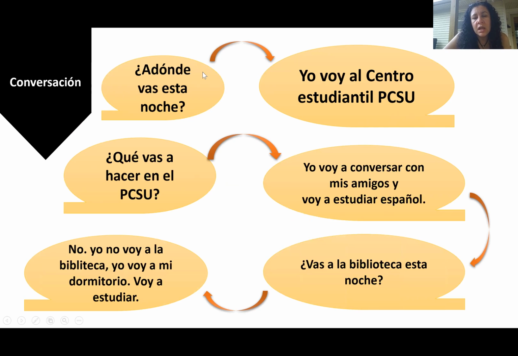Voy a estudiar. So you can tell that with these two formulas, ir plus a plus place, or ir plus a plus infinitive, you are able to communicate what you are going to do and where you are headed, what place you are visiting. And that's it for the verb ir. It'll help you express your plans and what places you are going to.